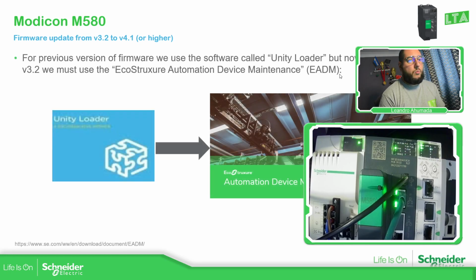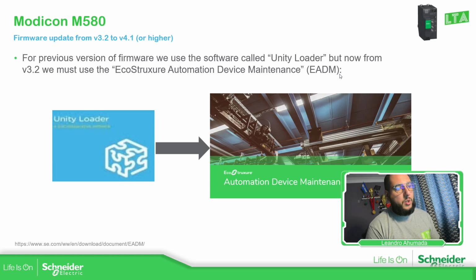The next one is that we don't use the Unity Loader from version 3.2 to 4.x. We have the EcoStruxure Automation Device Maintenance, which is also called EADM. So forget about the Unity Loader if you already have 3.2. We can use the EADM. And EADM is free. You can download it from our website, and the different firmwares can also be downloaded from the cloud to your PC.